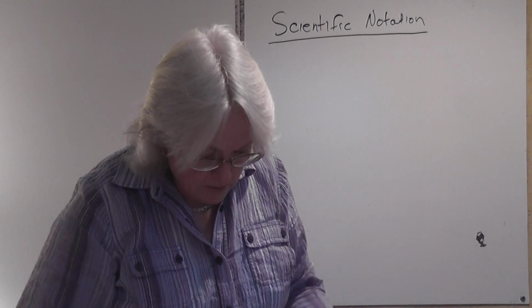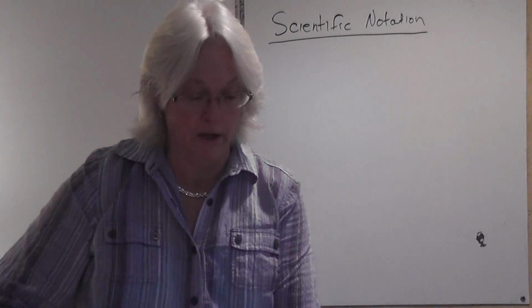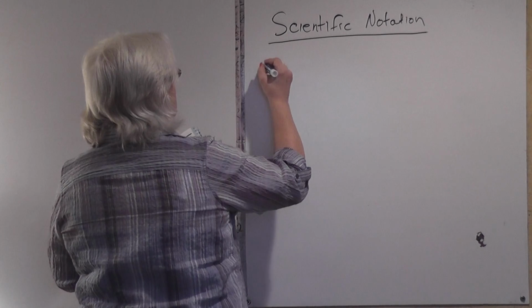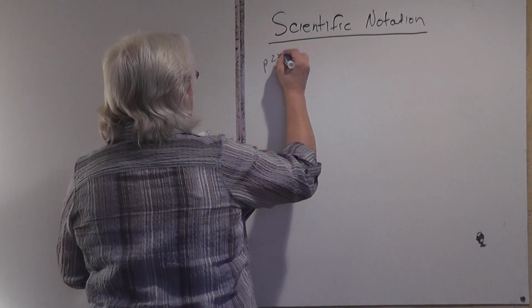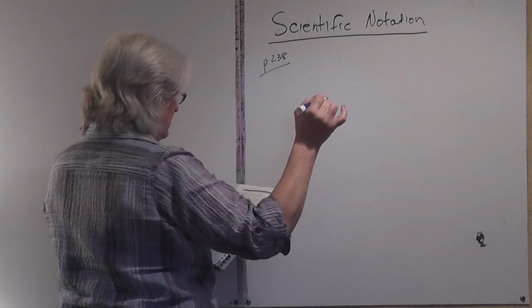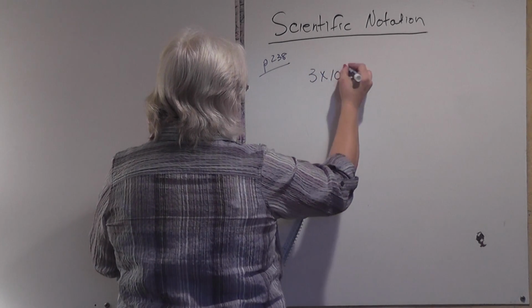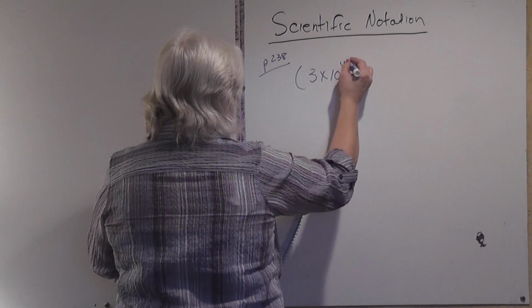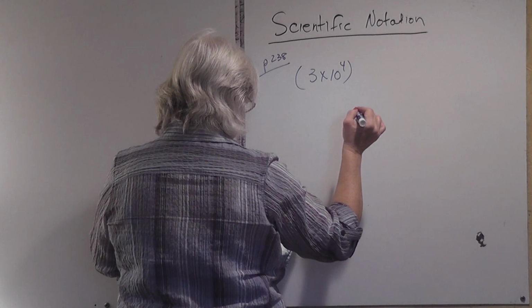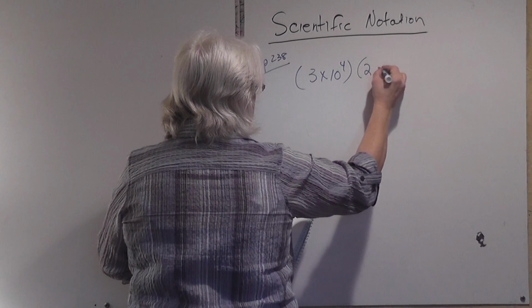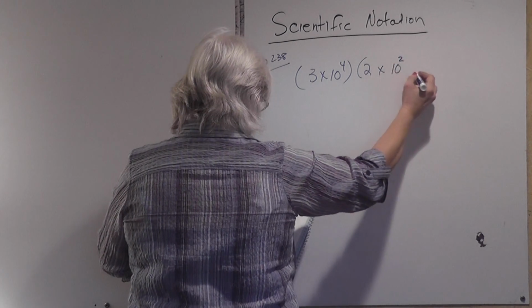Let me go ahead and show you an example from your book. This is problem number 21. We're on page 238. Once again, though, you do not have to have this text because you can follow right along with me. 2 times 10 squared.